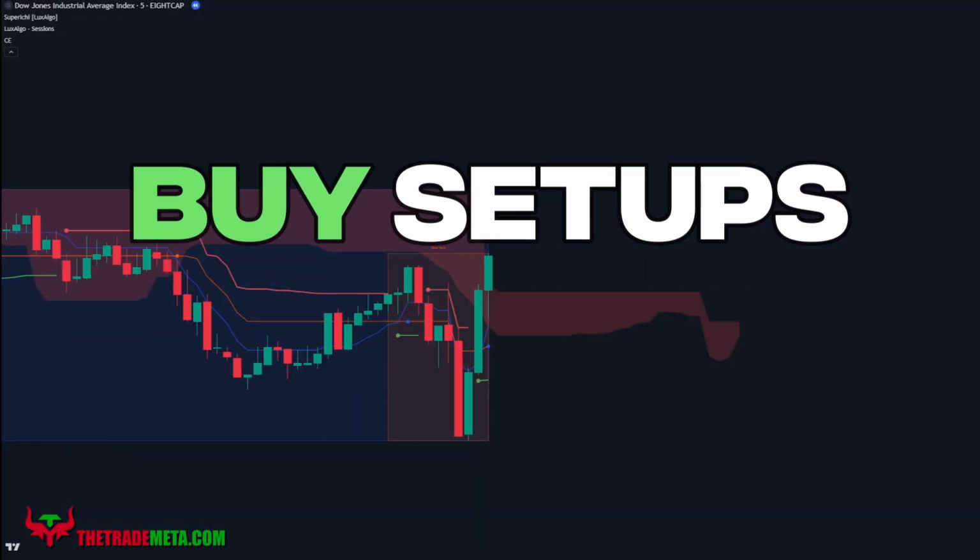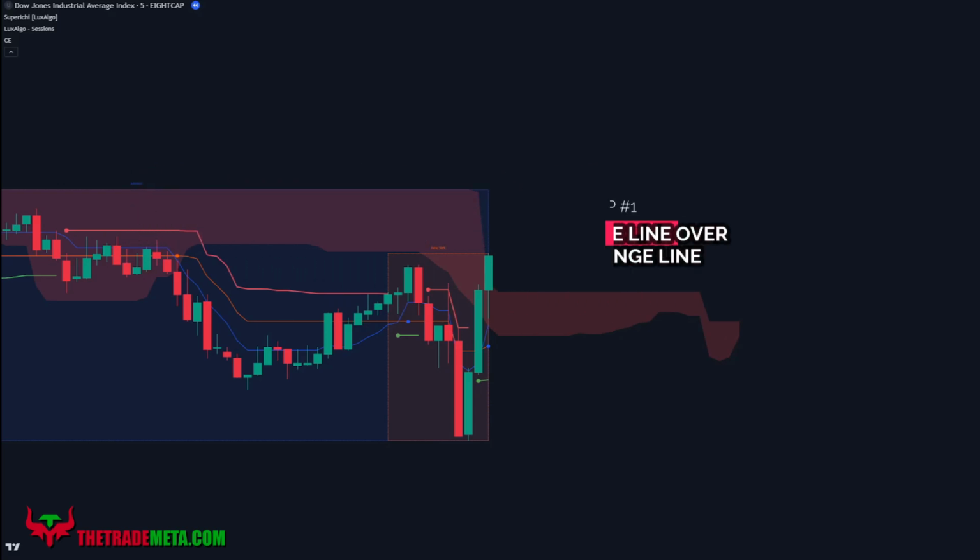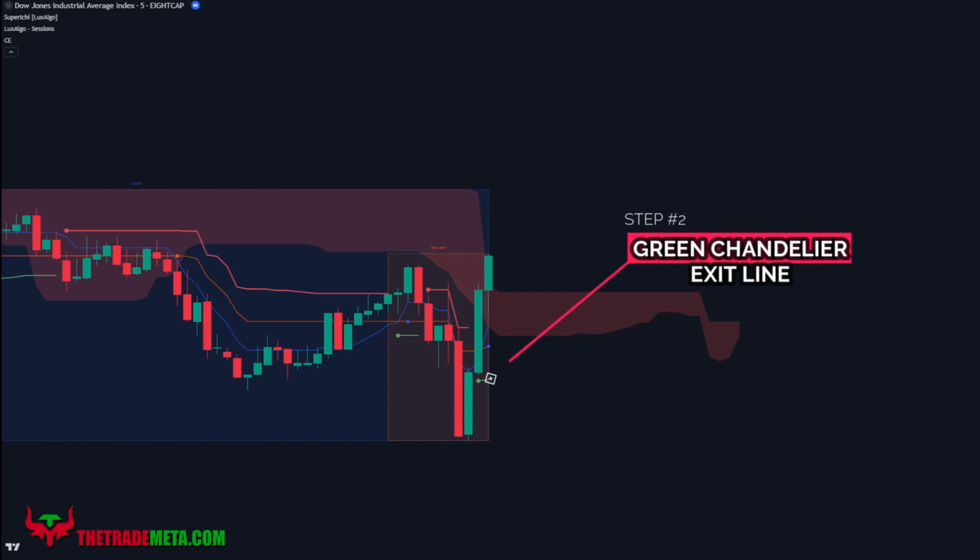Buy setups. To enter a buy trade, we need 3 conditions to be met. Condition number 1, we need the blue Tenkan Sen line above the orange Kijun Sen line. Condition number 2 is we want our chandelier exit line to be green. Both conditions indicate bullish sentiment.